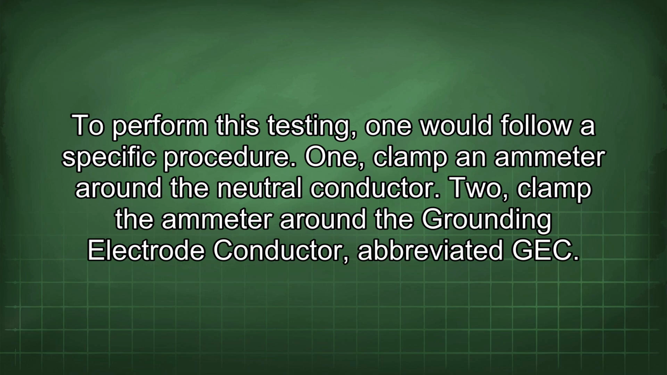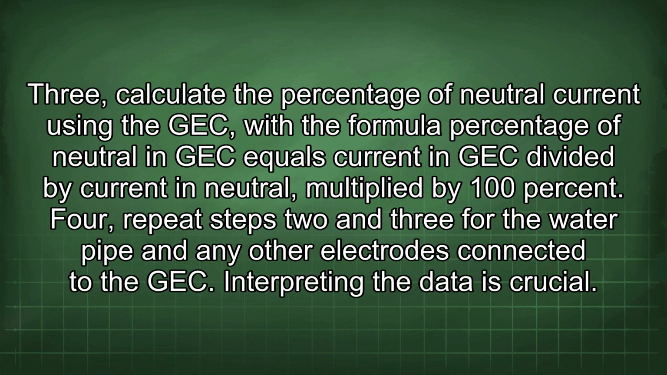1. Clamp an ammeter around the neutral conductor. 2. Clamp the ammeter around the grounding electrode conductor, abbreviated GEC. 3. Calculate the percentage of neutral current using the GEC with the formula: percentage of neutral in GEC equals current in GEC divided by current in neutral, multiplied by 100%. 4. Repeat steps 2 and 3 for the water pipe and any other electrodes connected to the GEC.